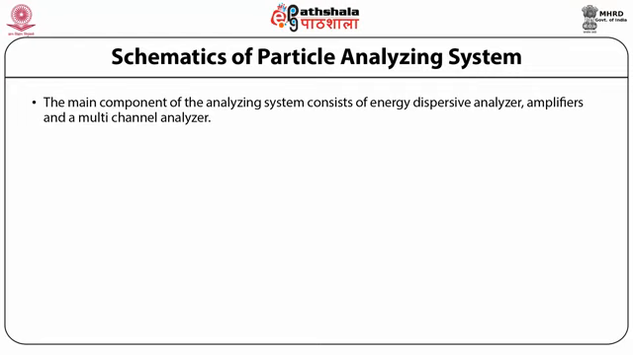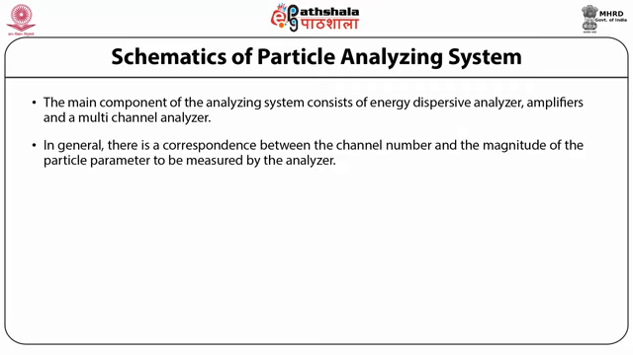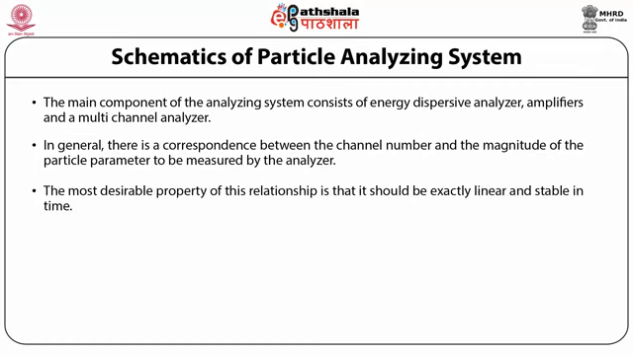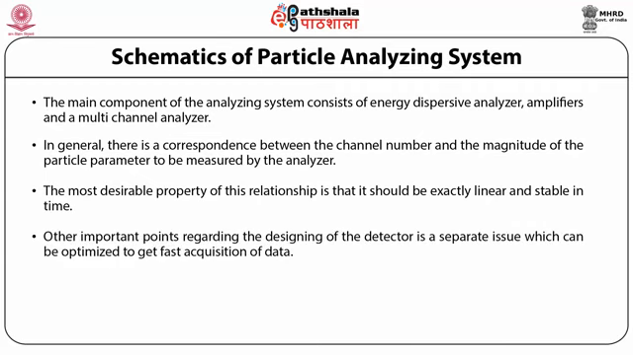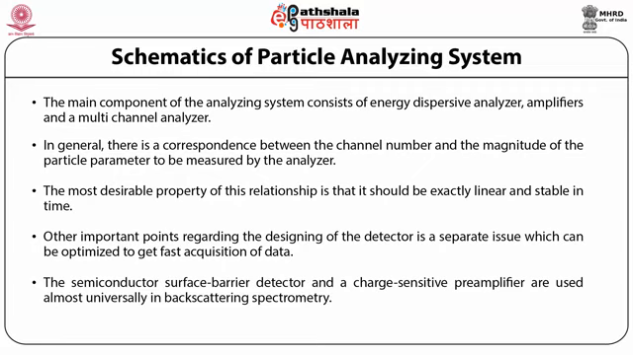The multi-channel analyzer can be replaced by a single channel whose position is changed sequentially so as to scan the range of the parameter measured. In general, there is a correspondence between the channel number and the magnitude of the particle parameter to be measured by the analyzer. The most desirable property of this relationship is that it should be exactly linear and stable in time. Other important points regarding the design of the detector are a separate issue, which can be optimized to get fast acquisition of data. The semiconductor surface barrier detector and a charge sensitive amplifier are used almost universally in backscattering spectrometry.